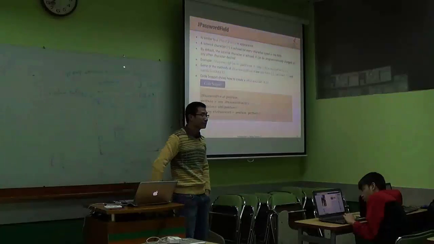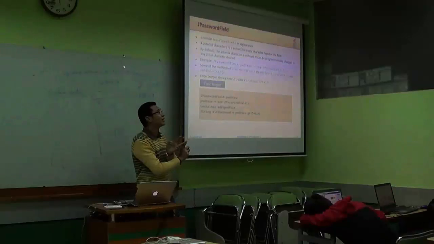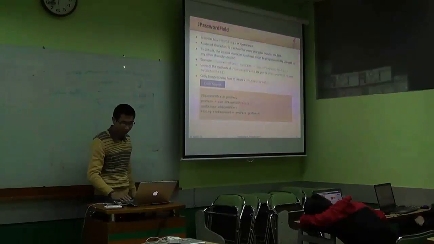What is this one for? JPasswordField. For getting password. What is the difference between the password field and text field? Yeah, it's also text, but then what's the difference? There must be a difference. That's why they created the new component. Yeah, the display itself, the view itself is asterisk. Okay, but there is another difference when you get the data. Array of characters. Okay, exactly.